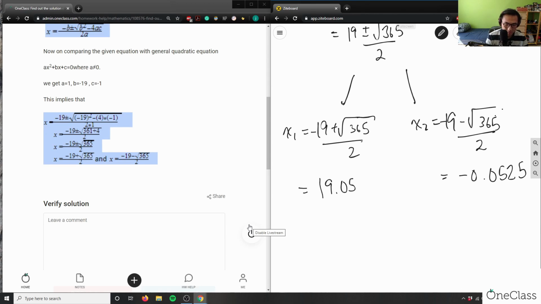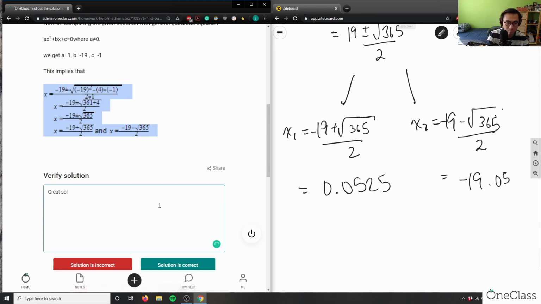Or give me a second. I don't know if I've actually plugged it in right. Sorry, I don't think this is the decimal here. I don't think I plugged in the negative. It's my bad. Lots of errors here today. So this is 0.05, so the first one here is correct. This is 0.0525. And then the second one would be negative 19 minus 365, which would be negative 19.05. So that here is my correct answer for the solution. So this solution is correct, and the solution here is correct. So I'm going to say great solution and analysis.